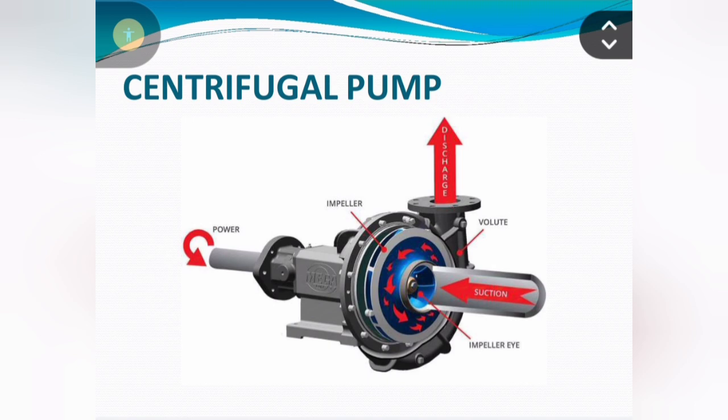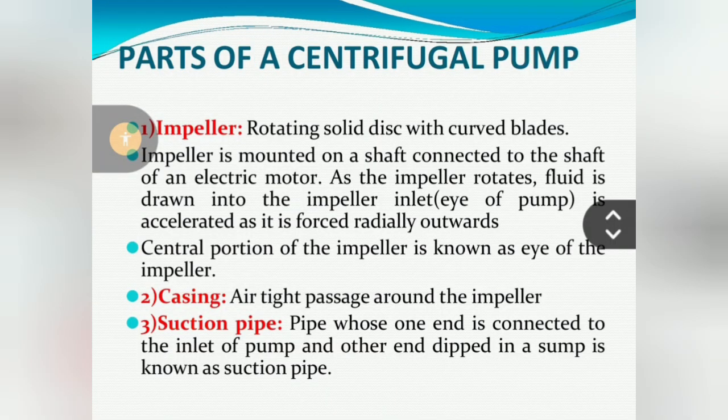This is how a centrifugal pump looks like. Parts of centrifugal pump. Impeller, a rotating solid disc with curved blades. Impeller is mounted on a shaft connected to the shaft of an electric motor. As the impeller rotates, fluid drawn into the impeller inlet or the eye of the pump is accelerated as it is forced radially outwards. The central portion of the impeller is known as the eye of the impeller.